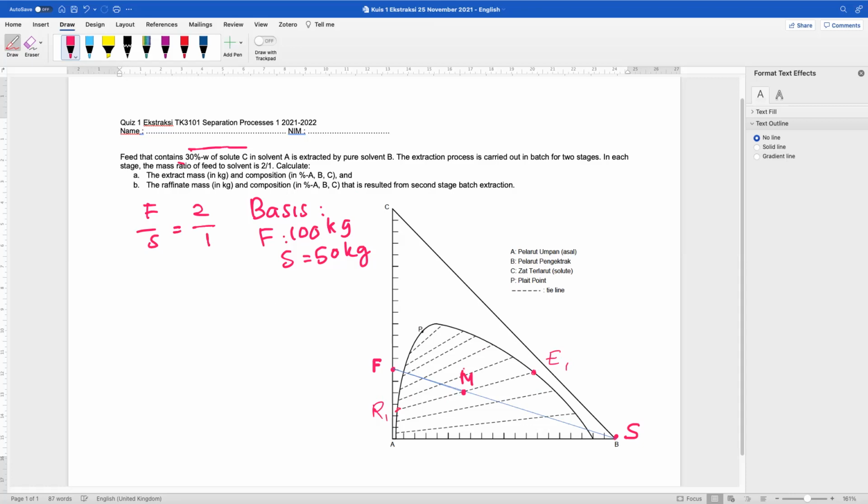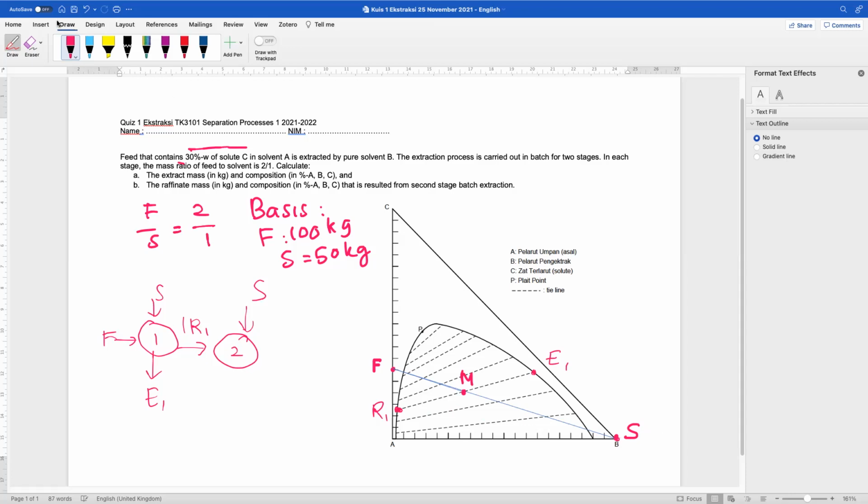Okay, and how about the second stage? Now the second stage, again, because this is a cross-flow batch for two stages. So in stage one, you have a solvent and also the feed, and here you got the extract number one and also the raffinate number one. The second one, your raffinate should be contacted again with the solvent. So the point of the raffinate here should be contacted with the solvent over there.